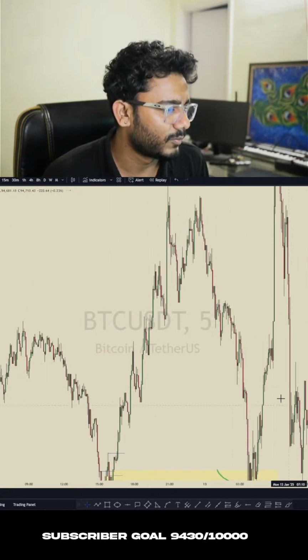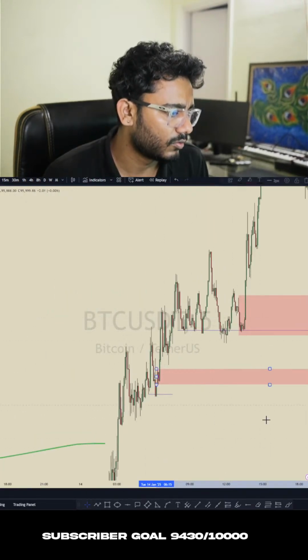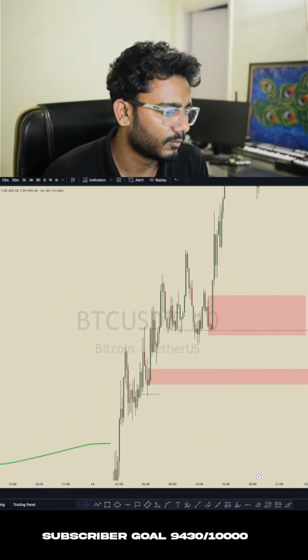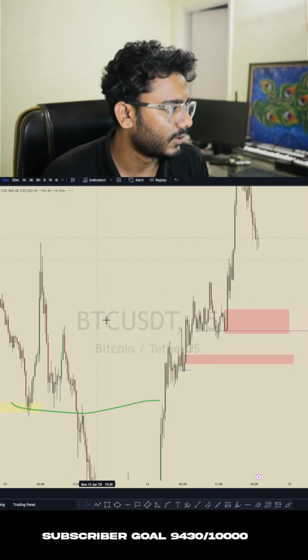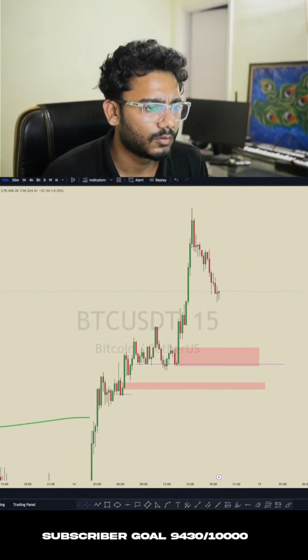On Bitcoin, I don't think smart money works that well. The moment is not good for smart money concepts on BTC. XRP and Ethereum are good.